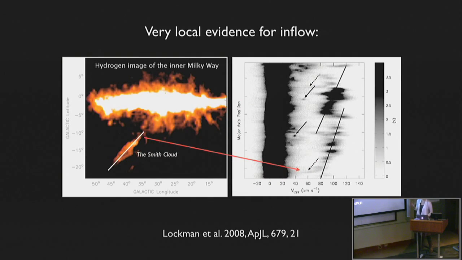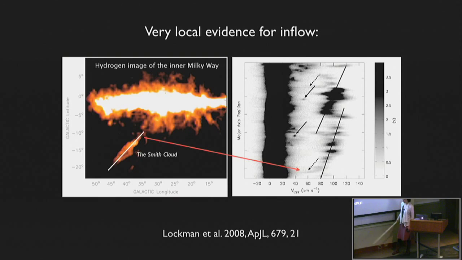And I think the single most convincing piece of evidence that gas is actually being accreted onto the disk of our galaxy comes from observations of the Smith Cloud. This is, again, a 21-centimeter image of HI.